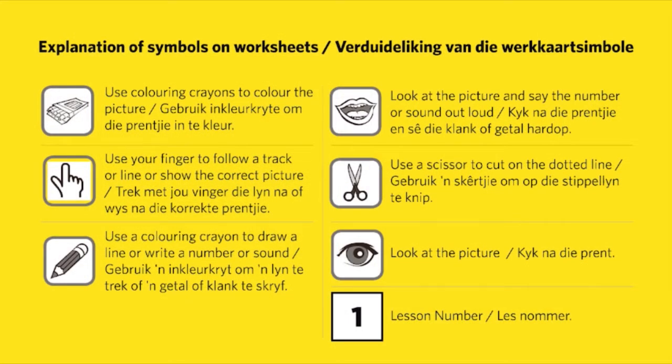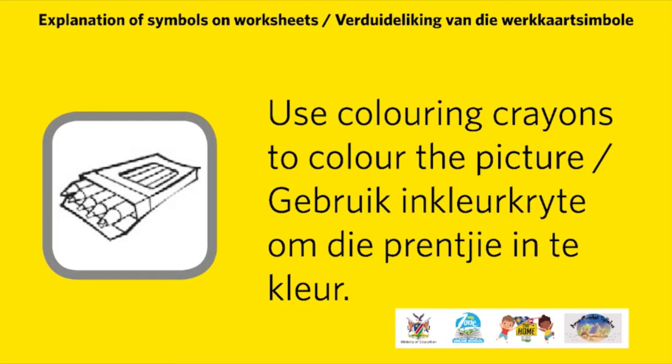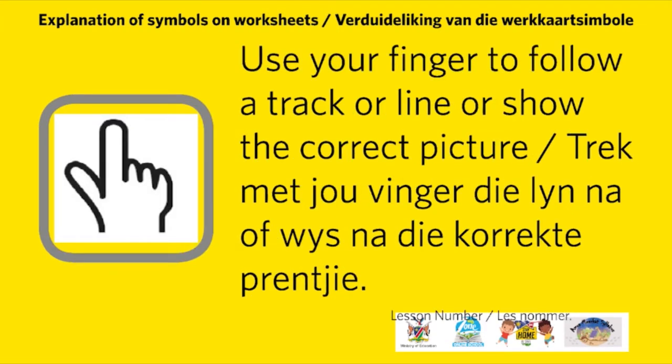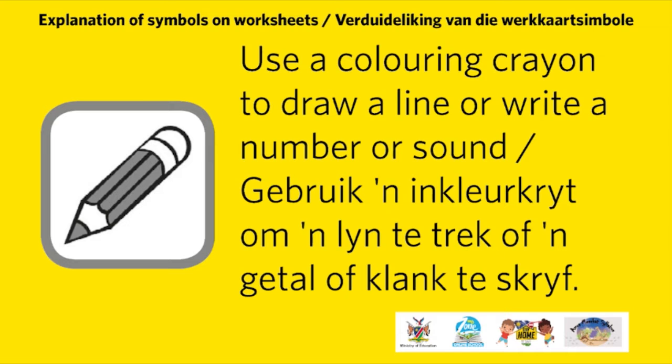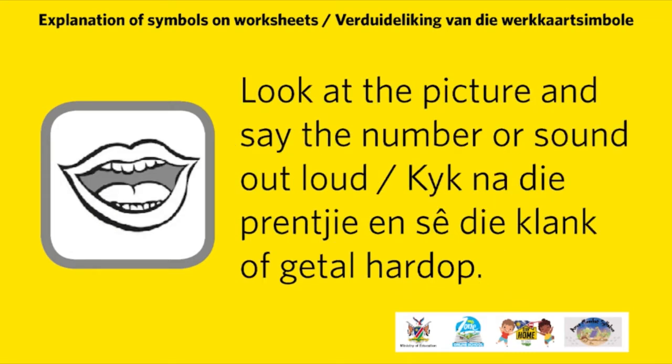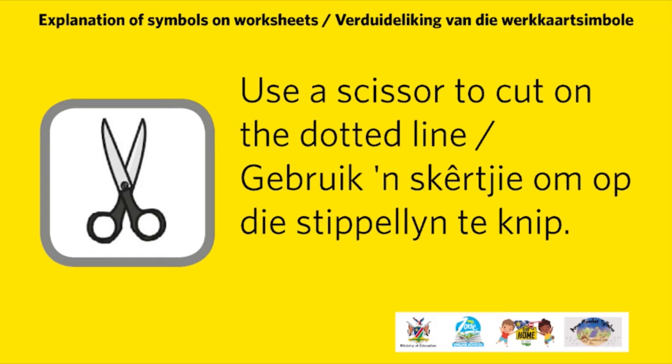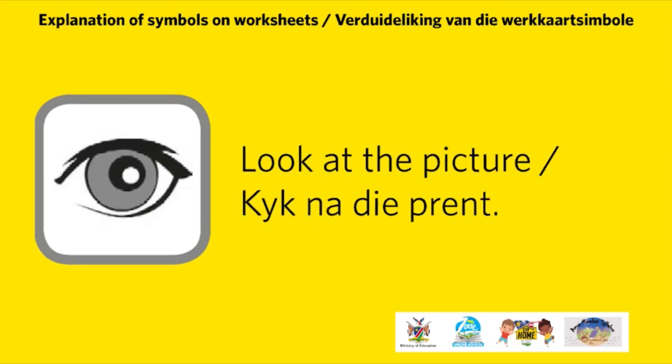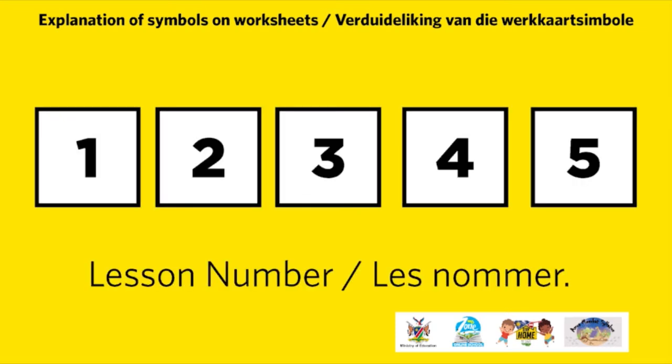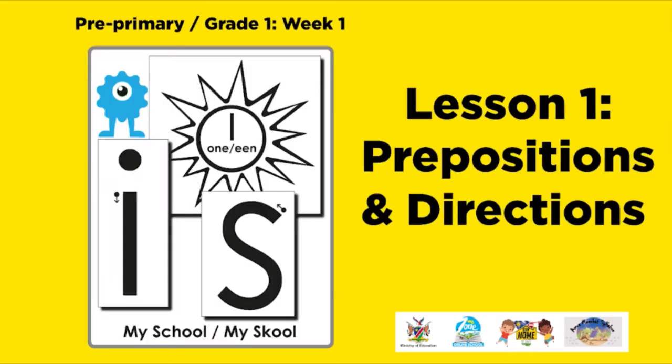Explanation of symbols on worksheets are as follows. Use coloring crayons to color the picture. Use your finger to follow the track or line or show the correct picture. Use a coloring crayon to draw a line or write a number or sound. Look at the picture and say the number or sound out loud. Use scissors to cut on the dotted line. Look at the picture. Use these symbols for the lesson of the day, which will be allocated at the top right side of each page. For example, lesson 1, prepositions and directions.